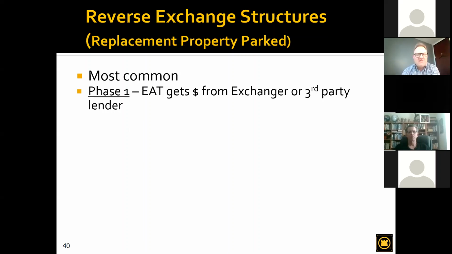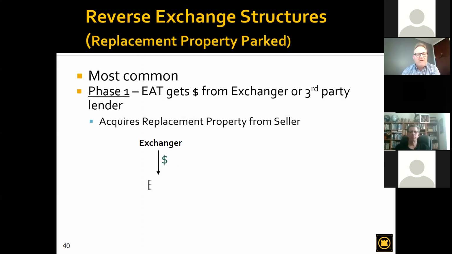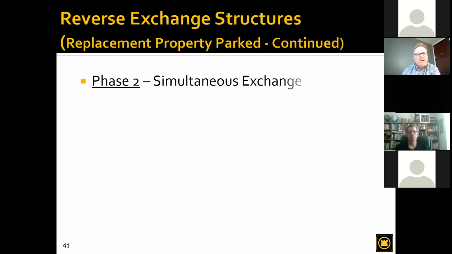And then again, this is an entity created by the qualified intermediary to hold title. And so once the EAT has the cash, they go out and purchase that property from the seller. And once that entity goes on title, well, that starts the clock ticking, right? Now the investor has 40, yeah.